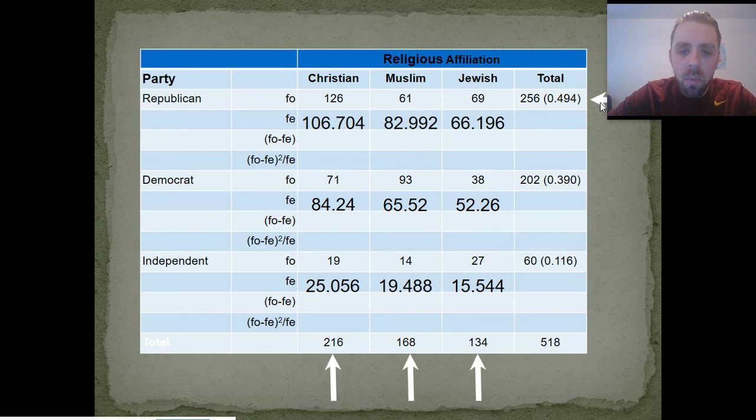So you can see the reason why I've set up the table like this is because each step is embedded within the table. Now I need to take frequency observed and subtract from it frequency expected. So if we look at our first marginal, I need to take 126 and subtract from it 106.704. And doing that will give me 19.296. I will pause there for a second, and I'd like you to finish out the rest of the table.